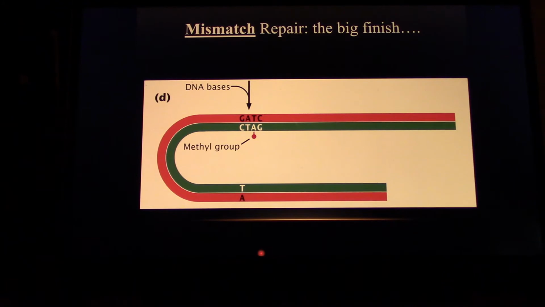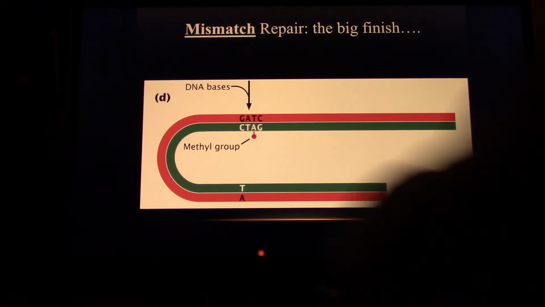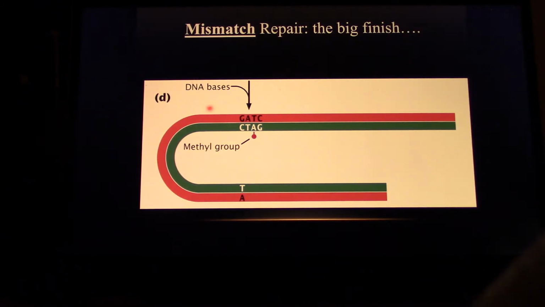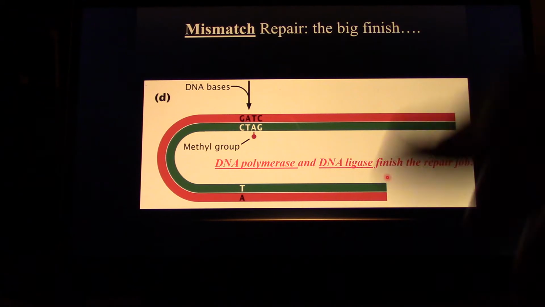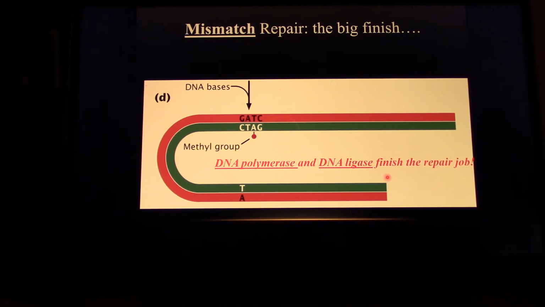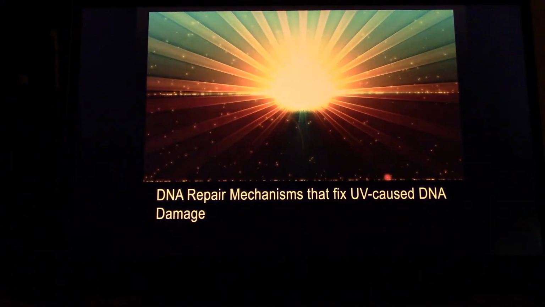And then what happens? We get a resynthesis of the DNA. This time an A was put across from the T. Thank goodness we corrected that mismatch. Who made the new DNA? Well, DNA polymerase, my friend, and DNA ligase finished the repair job. These are enzymes that you've already learned about from DNA replication.